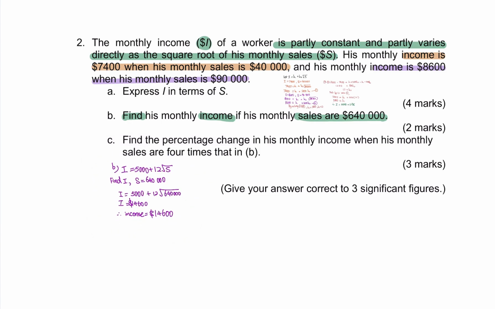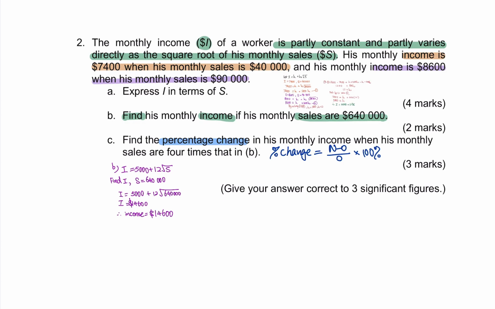You have to find the percentage change again. What is percentage change? How do you find it? New minus old over the old. So remember that thing. Percentage change is going to be asked so many times in this exam paper, no matter in which part. So you have to find the percentage change of the income. So what's the original income and what's the new income? That's what you have to find. When his monthly sales are 4 times of that in B. What's the monthly sales in part B? This thing. So now we have 4 times of that sales. Then you have to find the new income.